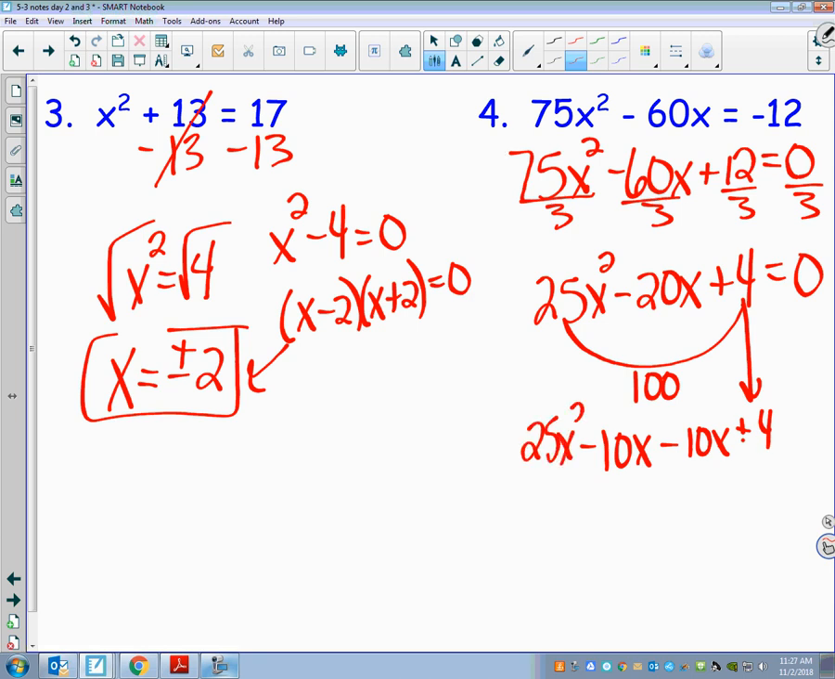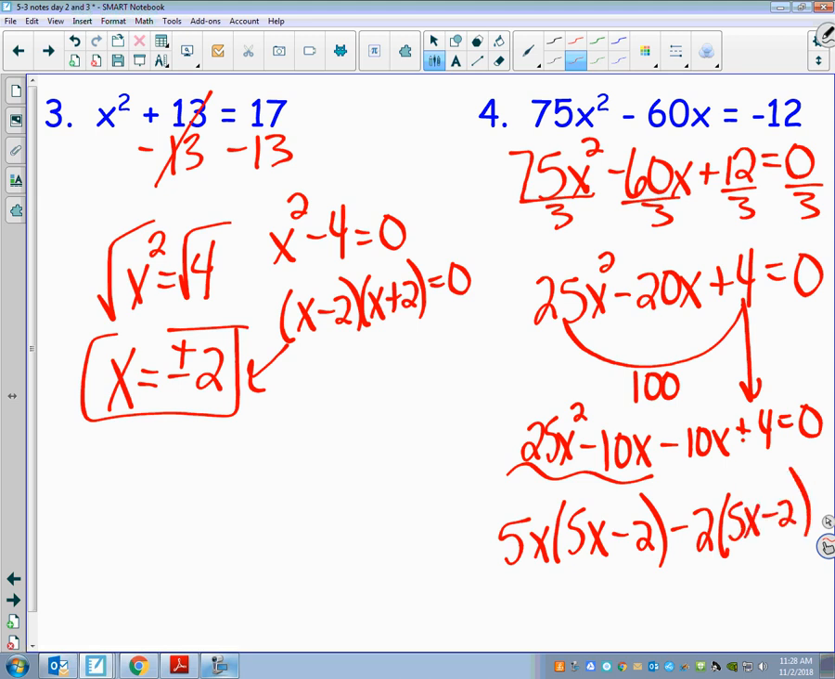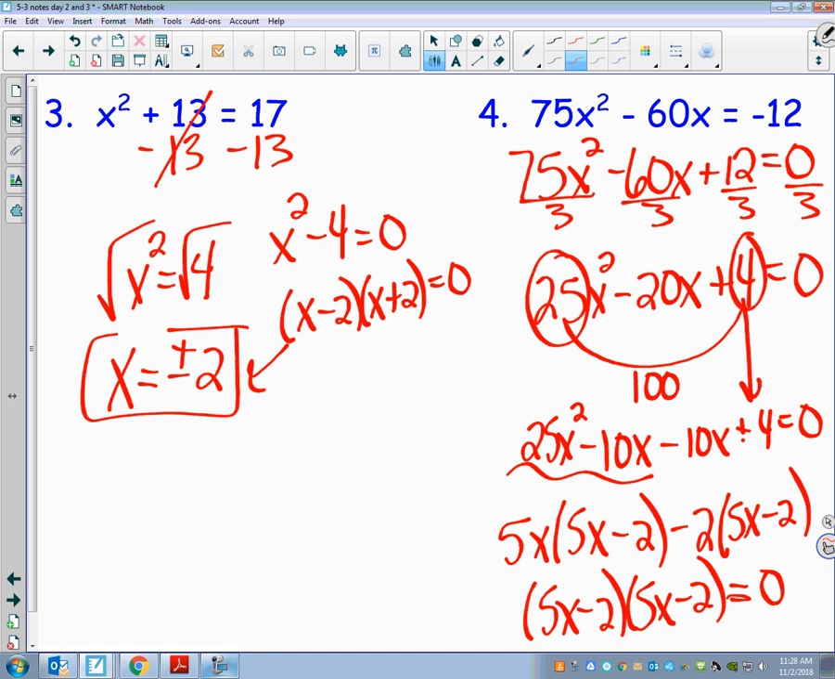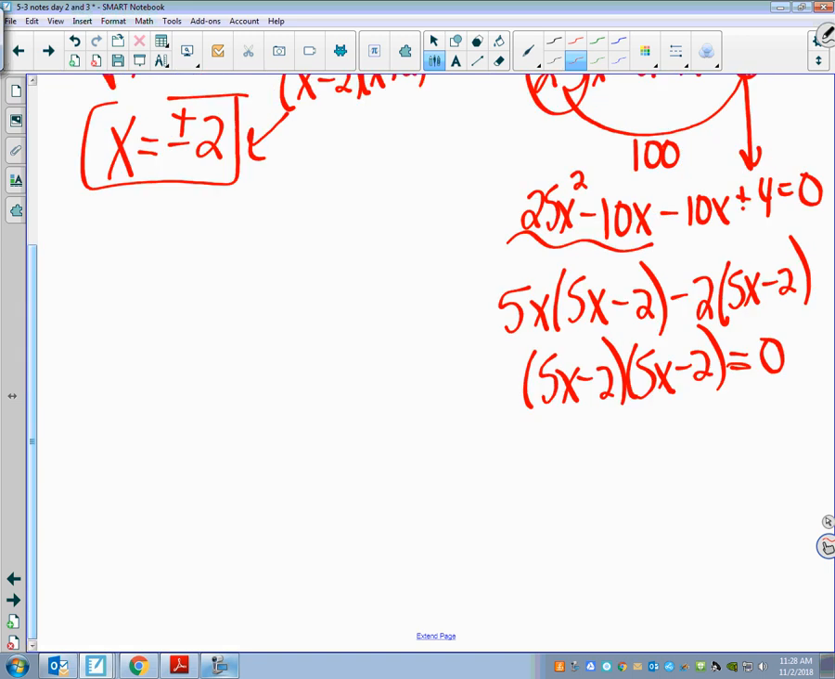I bring down my 25x squared, and I would just factor this. I would factor out a 5x, and I would get 5x minus 2. Over here, my signs are switched, so I would factor out a negative 2 in order to get positive 5x minus 2. So I get 5x minus 2 and 5x minus 2. This is a special type of thing because it's a perfect square and a perfect square, but it's the same sign in the middle, not different. So if you notice that, you can do less work than I did. I tend to not notice that.